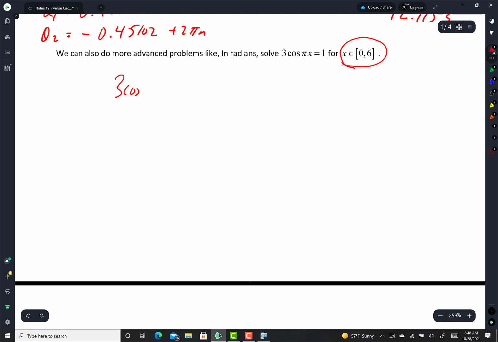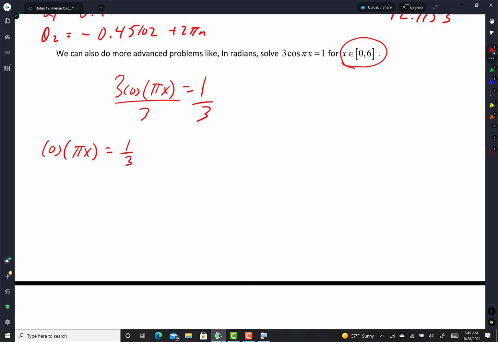Start by writing out your equation: 3 cosine pi x equals 1. The pi x should be in parentheses, but no big deal. I want to isolate the x, so the first thing I do is divide by 3. So you're going to have cosine pi x equals 1/3. That's not a perfect coordinate, so we're just going to have to use our calculator here. How do I get rid of that cosine? Inverse cosine, put plus minus in the front, 1/3 plus 2 pi n.